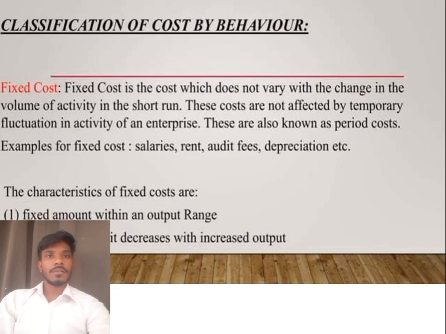Classification by behavior. Fixed cost. It is a cost which does not vary with changes in the volume of activity. It is a short run concept. The cost is not affected by temporary fluctuation in activity of the enterprise. This is known as a period cost. Example: salary, rent, audit fees, and depreciation. Character: fixed amount within the output range. Per unit cost decreases as output increases.